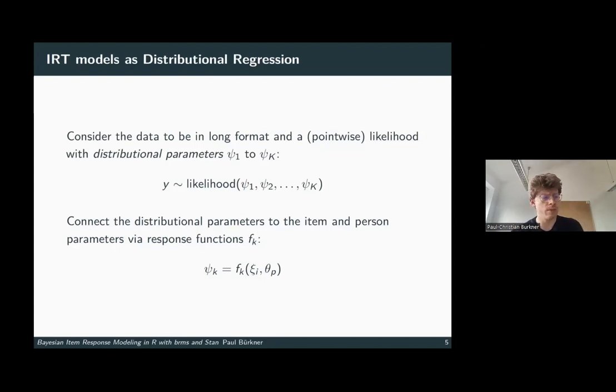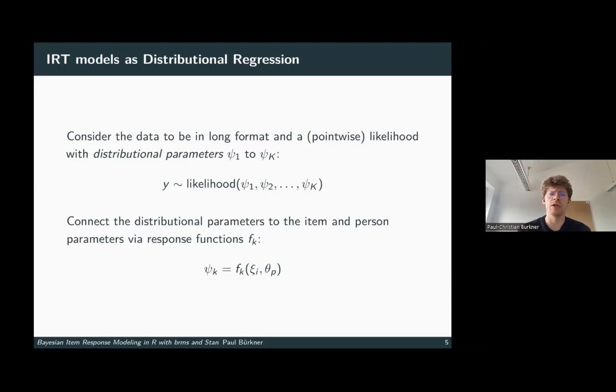What we're now doing in distributional regression is we allow not only the mean to potentially be predicted by some kind of regression model or by item or person parameters in IRT, but also all or a subset of the other distributional parameters, for example the residual standard deviation in the Gaussian model. Or if we had a skew normal model with an additional skewness parameter, we could additionally model the skewness parameter as well, because perhaps items can vary in their skewness.